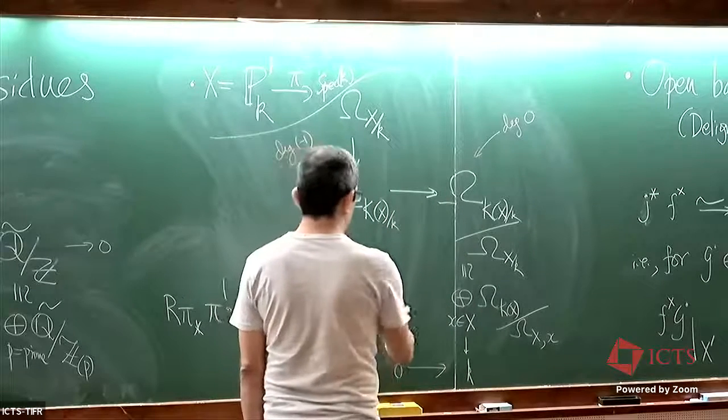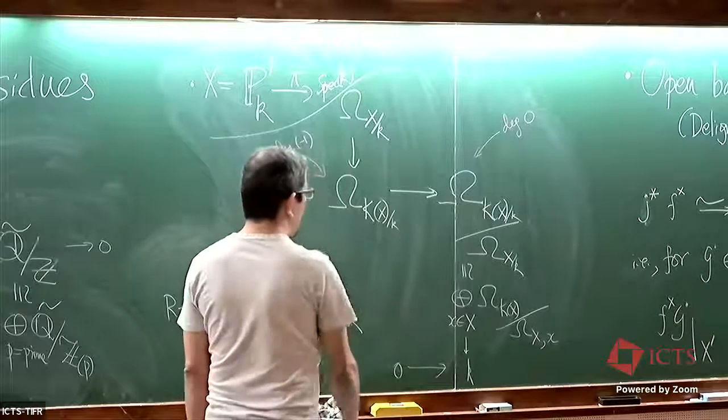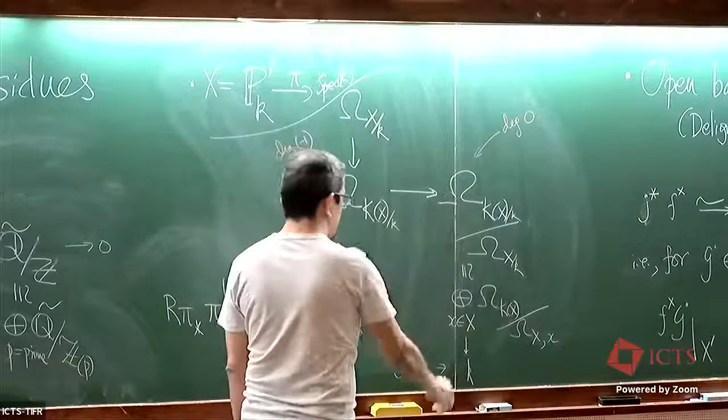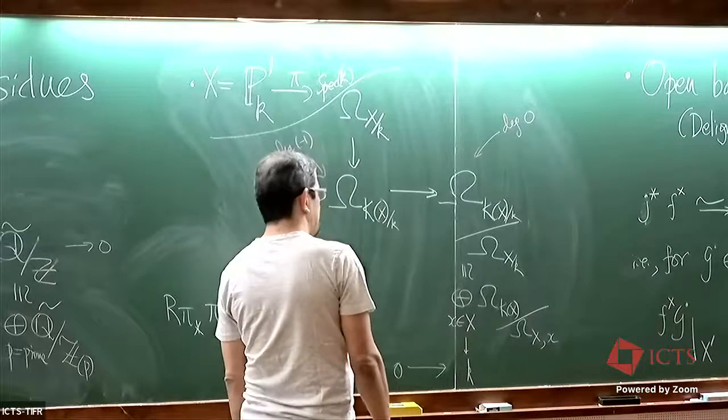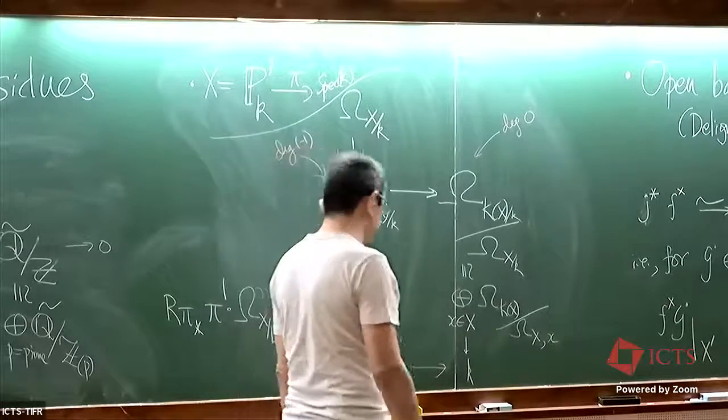You have a map of complexes in the derived category from here to here. So I claim there's an honest map here from here to here, and of complexes, and we'll describe what this map is.